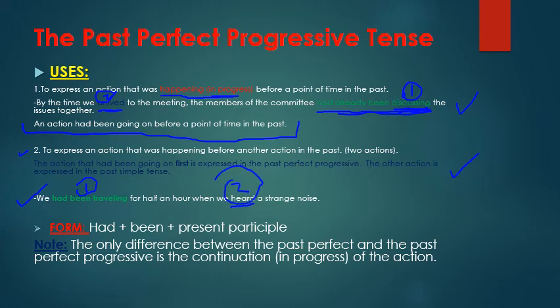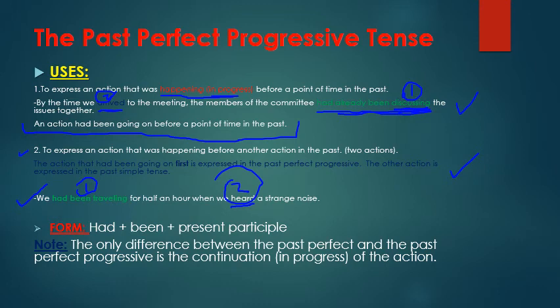So we noticed that the only difference between the past perfect and the past perfect progressive is that in the progressive form, the action had been going on in progress. She was explaining, we were traveling, we were speaking when something suddenly happened.